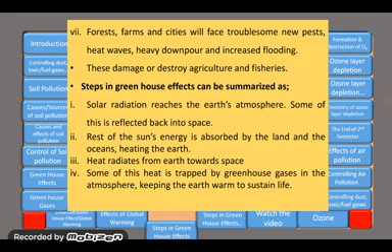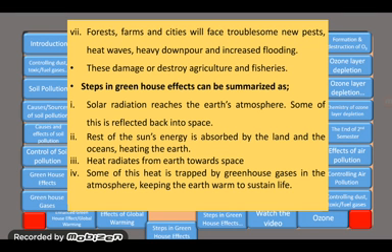So steps in greenhouse effect can be summarized as follows. That is, all the steps we've discussed in greenhouse effect, we can summarize them to these steps. Step 1, solar radiation reaches the Earth's atmosphere, and some of this is reflected back into the space. Step 2, rest of the sun's energy, that is the one that is trapped by the earth, is absorbed by the land and the oceans, heating the earth. That is, the rest of the sun's energy which is absorbed into the earth moves into the land and oceans, and this helps to heat the earth.